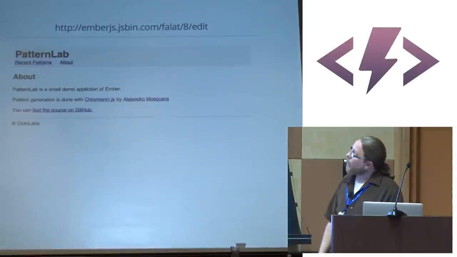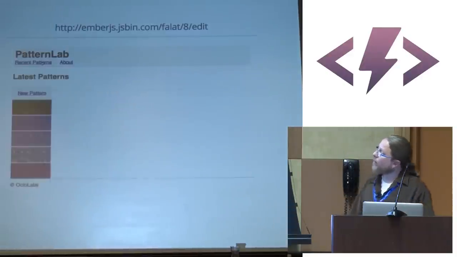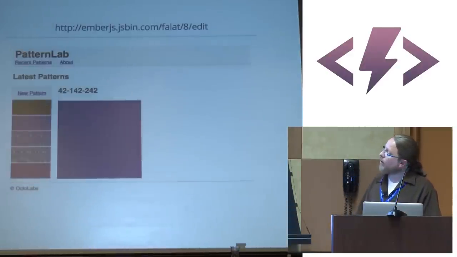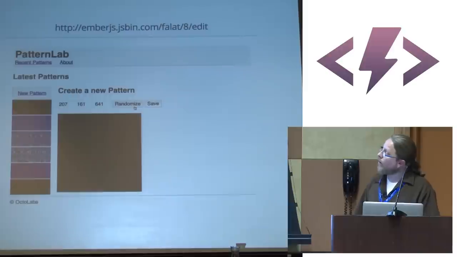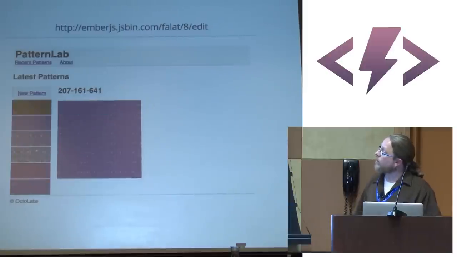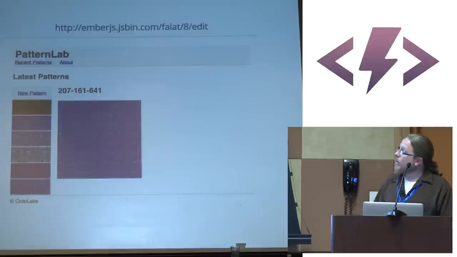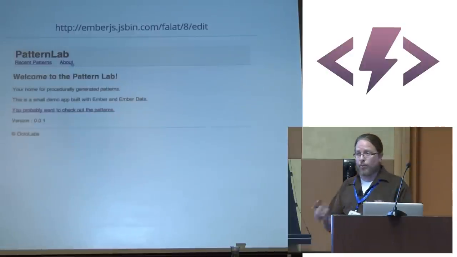So then what that looks like is this. You've got your list of patterns. We can add a button up there for new pattern. When you click on that, it's going to give you the form. You can randomize and then save it, and it's in the new list. So again, all of this is happening purely inside the browser.